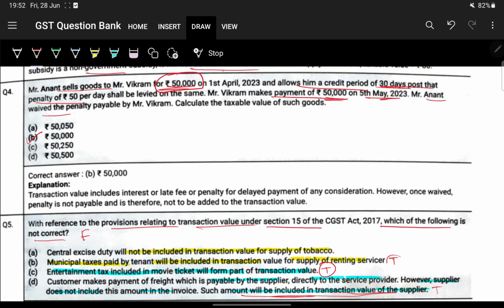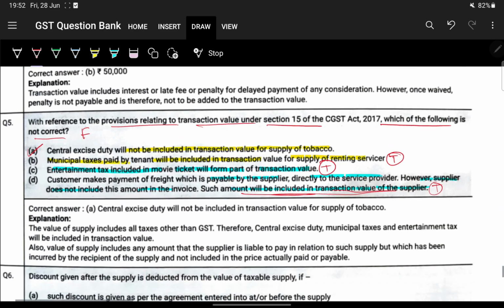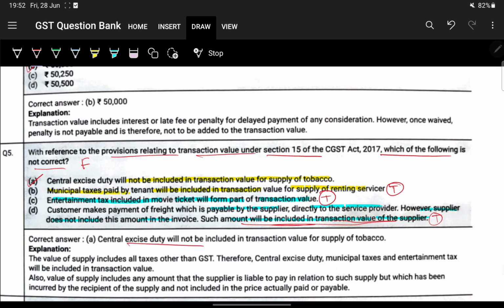So if these three are true, this will be the false statement. Just check it. Yeah. So the central excise duty will not be included in the transaction value for supply of goods. Meaning the central excise duty should have been added. It should have been added to the value of supply as per section 15(2)(a), clause A. Okay, next.